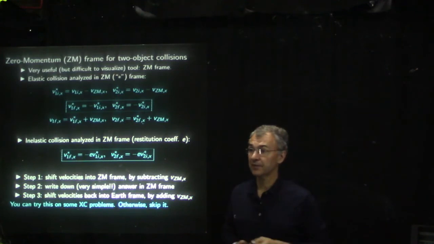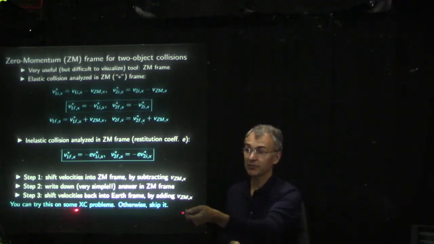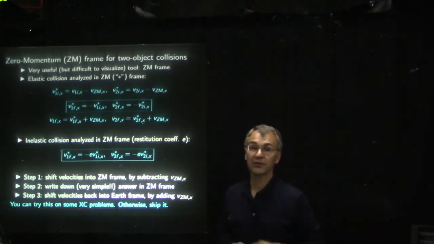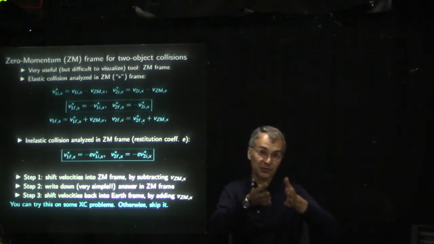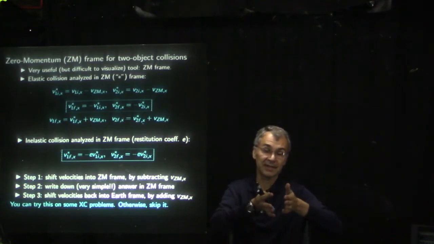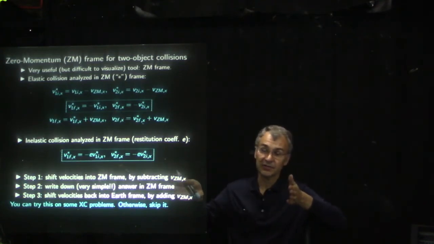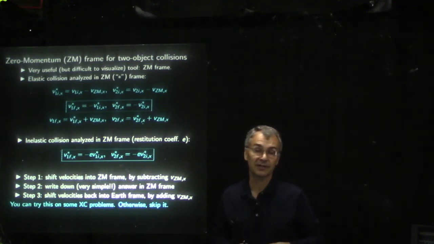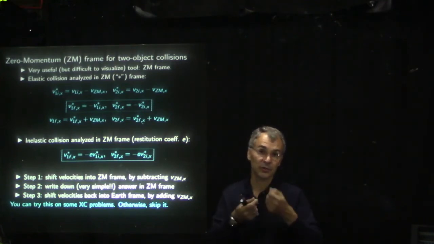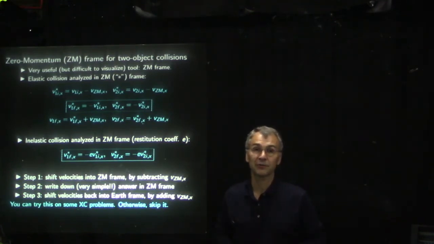So I guess there might be some extra credit problems you can try it on, otherwise you can skip it. Although it does turn out to be kind of a useful concept that if a collision is elastic, and if you look at it from the zero momentum frame, then the result is simply that the velocities flip sign. It turns out to have some intuitive value and also some quick back of the envelope calculation value. But most people don't like it, so you can just pretend you didn't hear it.